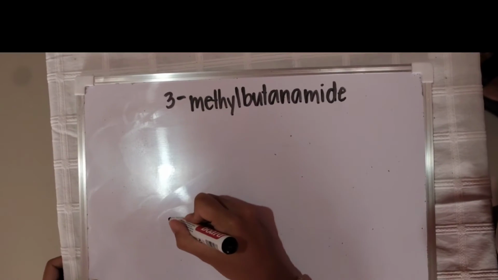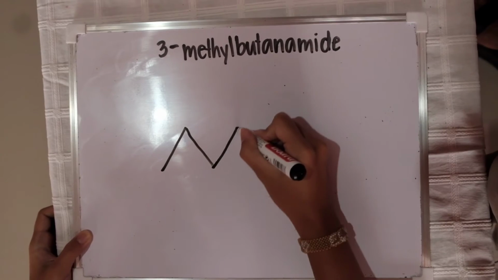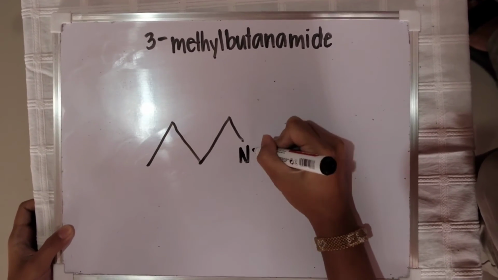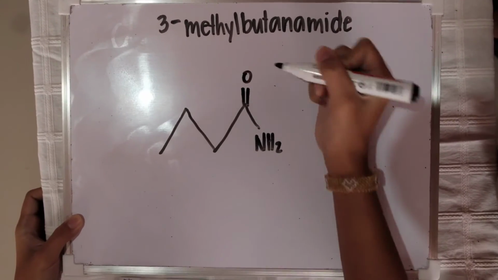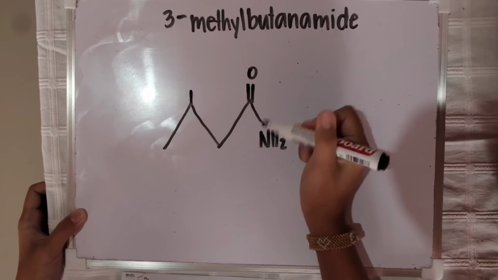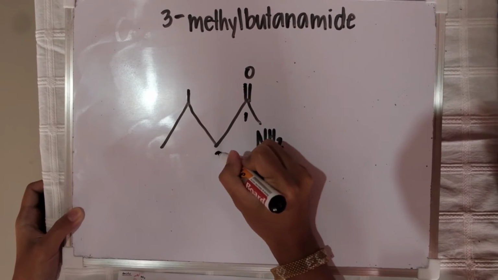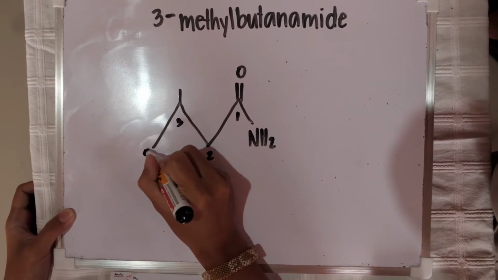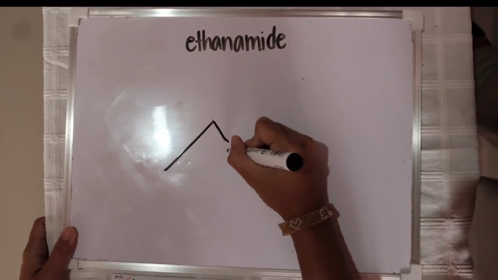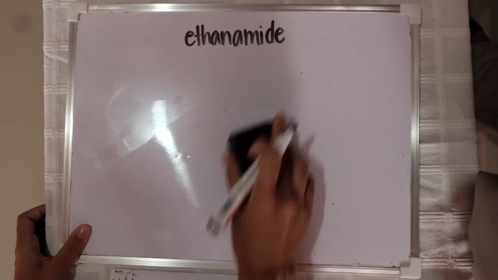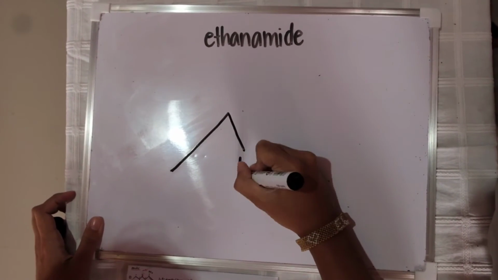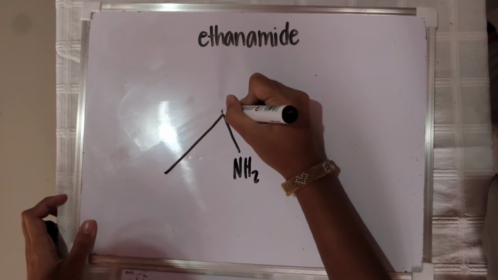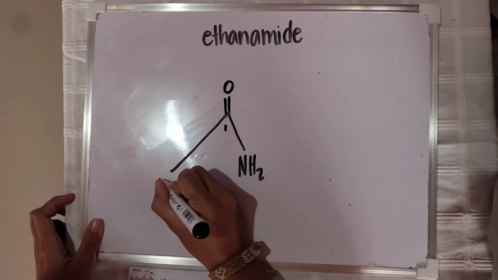Next, we have 3-methylbutanamide. To draw this, we start again with the parent chain, which has a 4 carbon chain from the name but. After the parent chain, we draw the methyl substituent on the 3rd carbon and the amide group at the start of the parent chain. Next, we have ethanamide. To draw this, we start with the parent chain and draw the amide group on the 1st carbon of the parent chain. There we have it, the ethanamide.